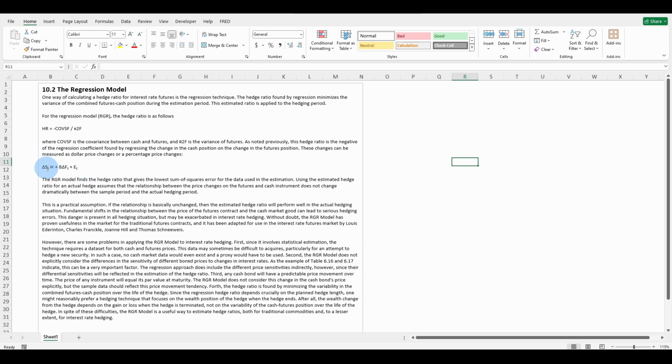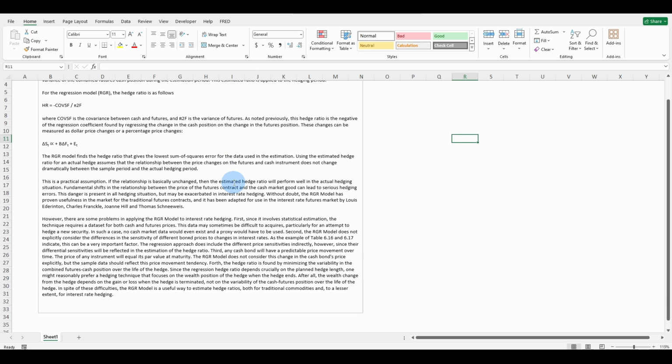So here we're going to have S and T, and that looks like the mean plus the change in F and B and what have you. Okay. Or this looks like it could be the regression estimate. The RGR model finds a hedge ratio that gives the lowest sum of squares error for the data used in the estimation. Using the estimated hedge ratio for actual hedge assumes that the relationship between the price change on the futures and cash instrument does not change dramatically between the sample period and the actual hedging period. This is a practical assumption. If the relationship is basically unchanged, then the estimated hedge ratio will perform well in the actual hedging situation.